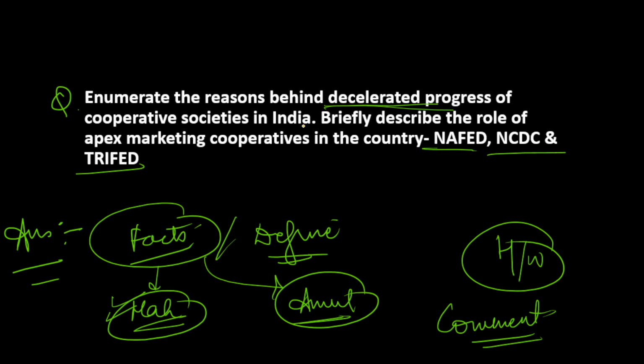Now we have to discuss the functions, or you can say the role, of NAFED, NCDC, and TRIFED. So we will see briefly. We will discuss all the roles. First of all, we will start with NAFED. The full form of NAFED is National Agricultural Cooperative Marketing Federation of India Limited. Its major role, or you can say major functions, are first of all procurement of agriculture commodities at MSP.